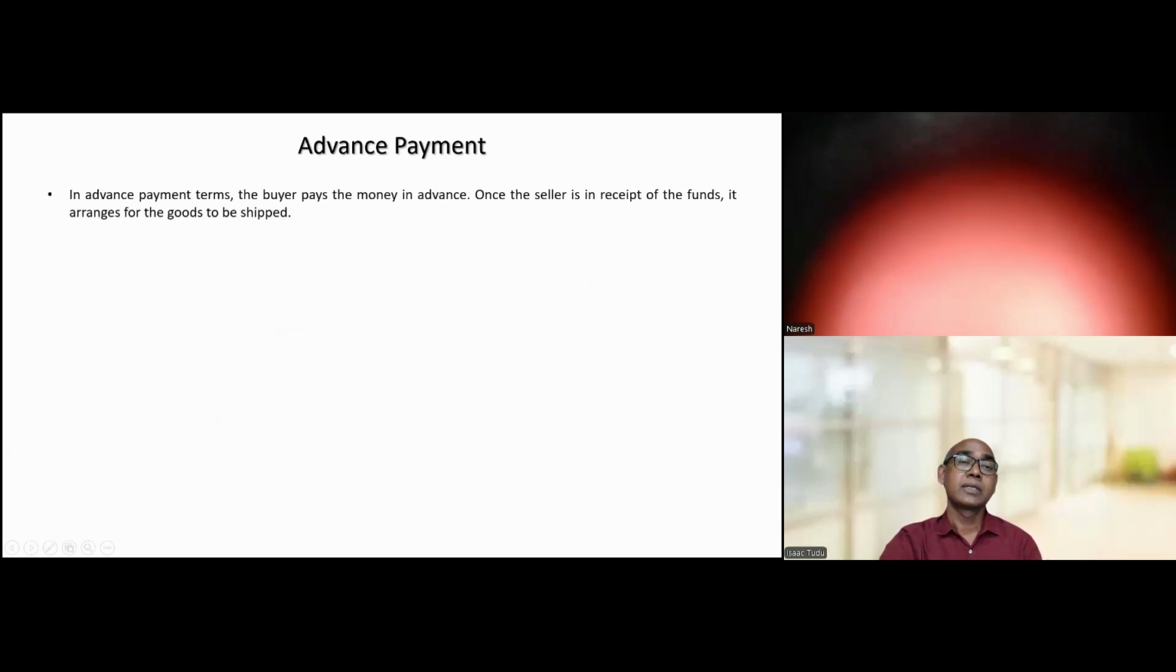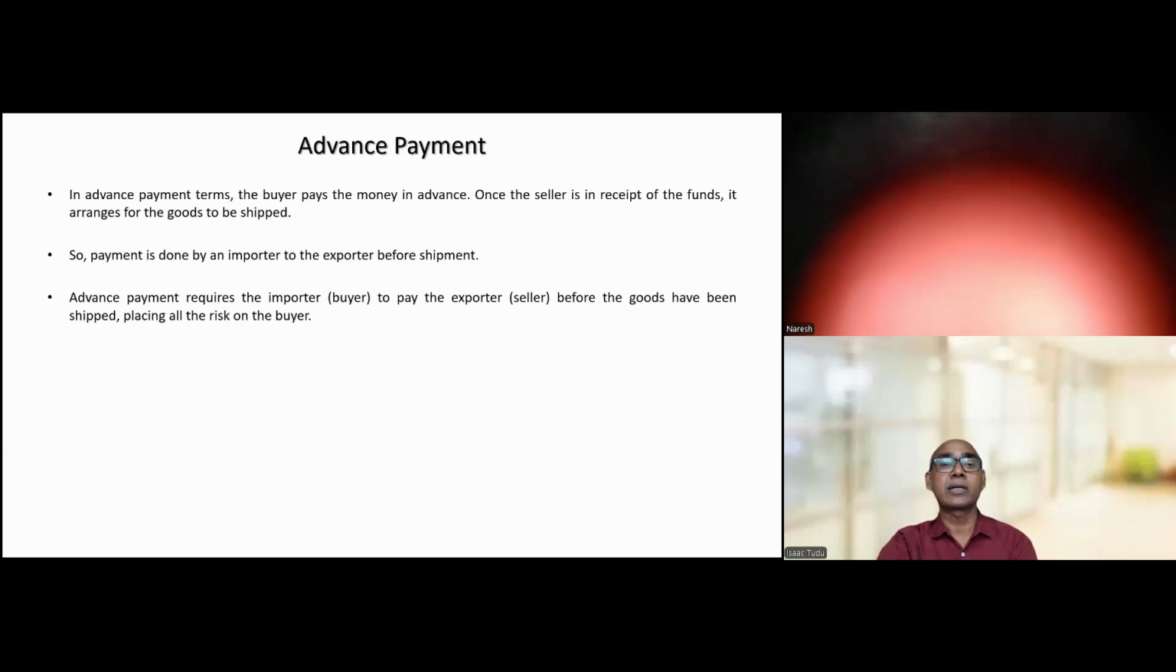Now, in advance payment terms, the buyer pays the money in advance. Once the seller is in receipt of the funds, it arranges for the goods to be shipped. We have discussed that. So payment is done by the importer to the exporter before shipment. Advance payment requires the buyer to pay the exporter before the goods have been shipped, placing all the risk on the buyer. So the buyer takes a lot of risk here, right? But maybe he has already agreed to take that risk. That's why he would do the advance payment.